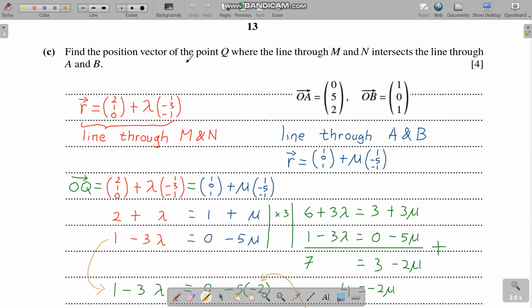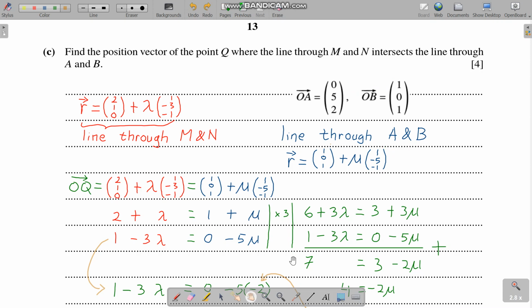Now find the position vector of the point Q where the line through M and N intersects the line through A and B. So we already know the vector equation of the line through M and N previously. Now we still need to find the vector equation of the line through A and B. So same concept, we can use point A or point B. Here we are using point B, and we can use the vector AB or BA. So here we are using the vector AB. So subtract, subtract, subtract, we get the vector AB.